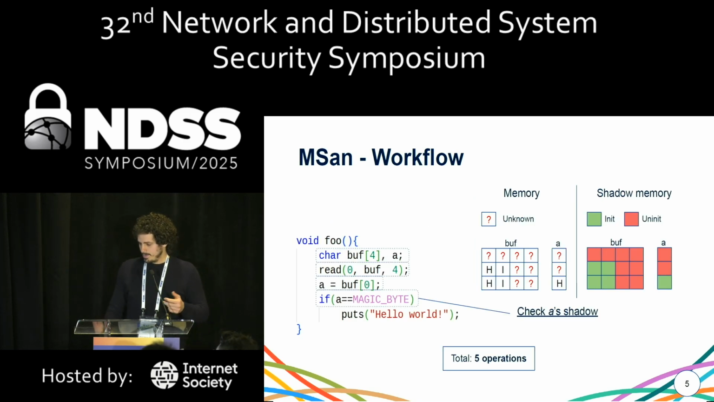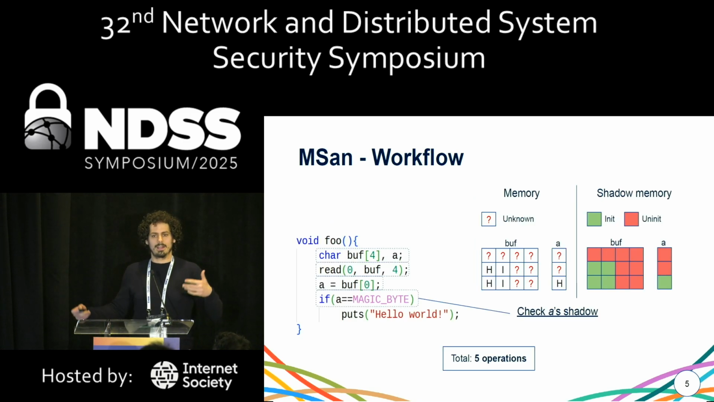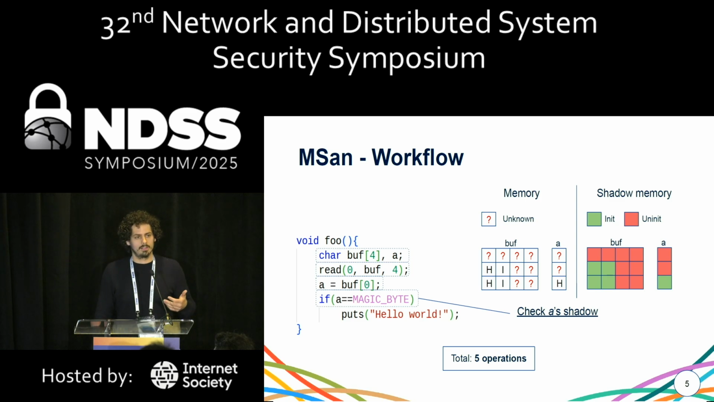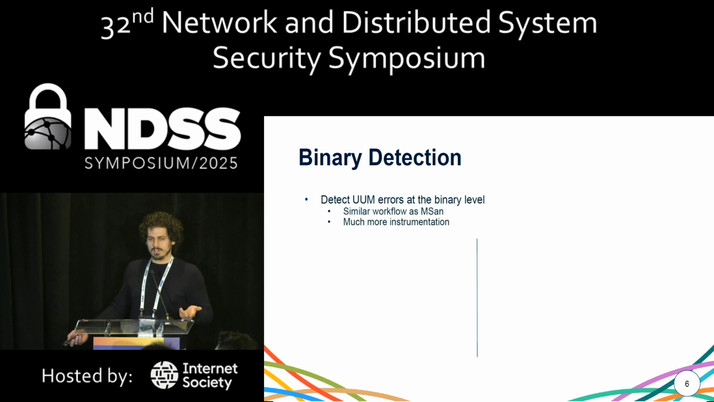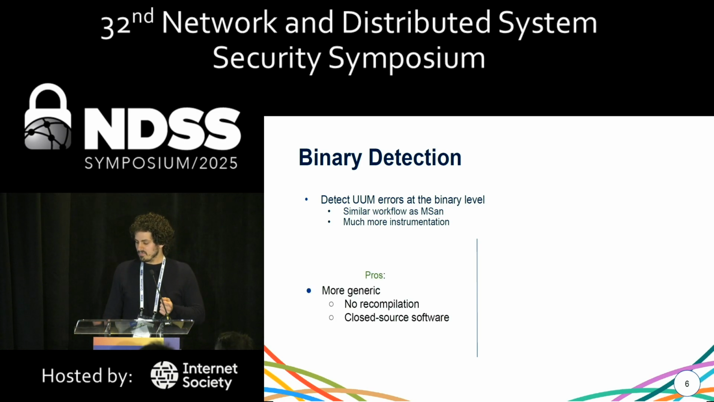Now, since MSan has these issues, it requires the recompilation. You may wonder if we can do UUM errors detection at the binary level. And the answer is that yes, we can do that. And the workflow is very similar to MSan, so we still need the propagation, and we still need to check shadow memory at sensitive operations.